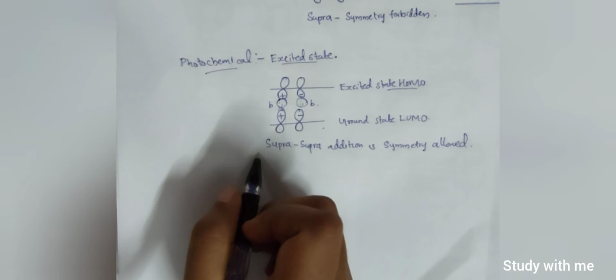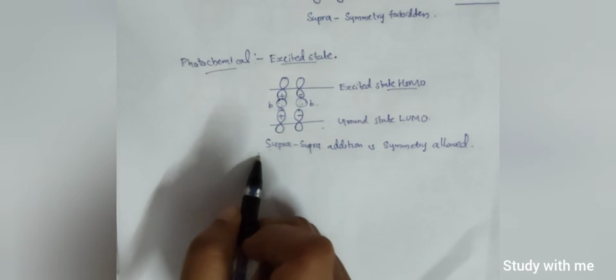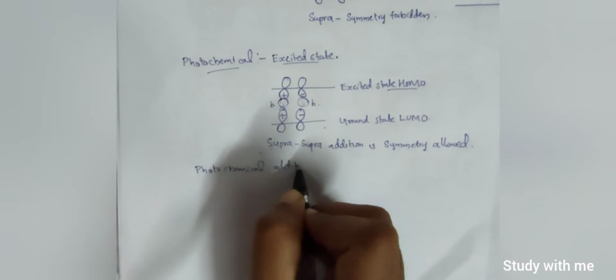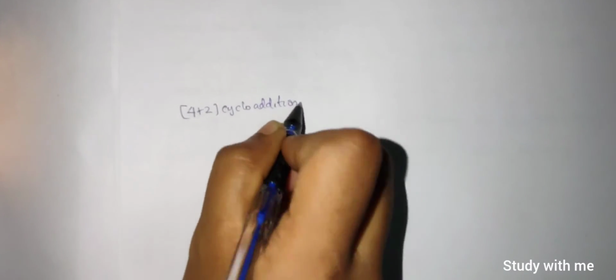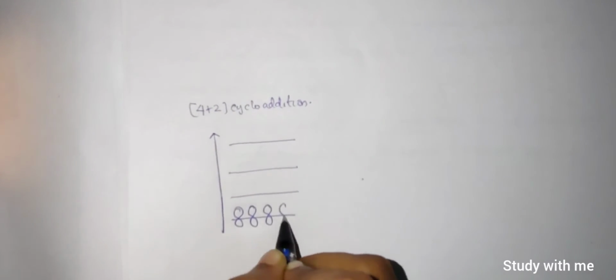So in this case, photochemical reaction is the condition for the 2+2 addition of ethene. So photochemical addition occurs in this reaction. In the next case, we have 4+2 cycloaddition. For this, we have to draw the butadiene here. So here 4 lines, and all will have 4 MOs.